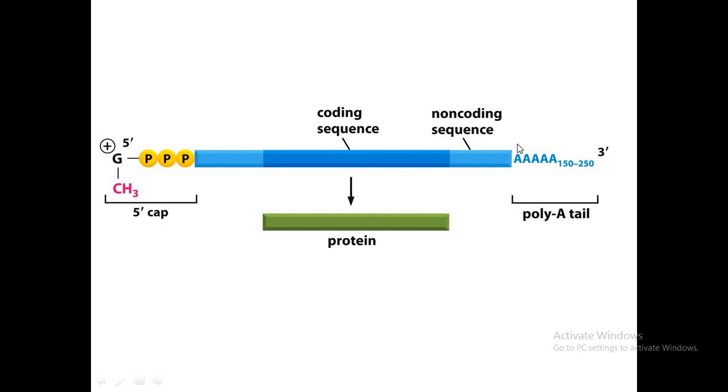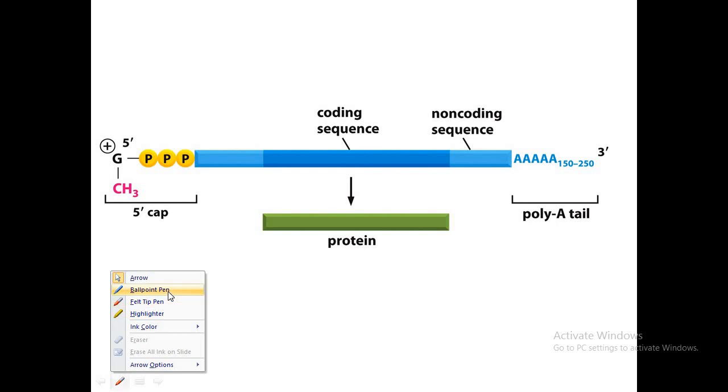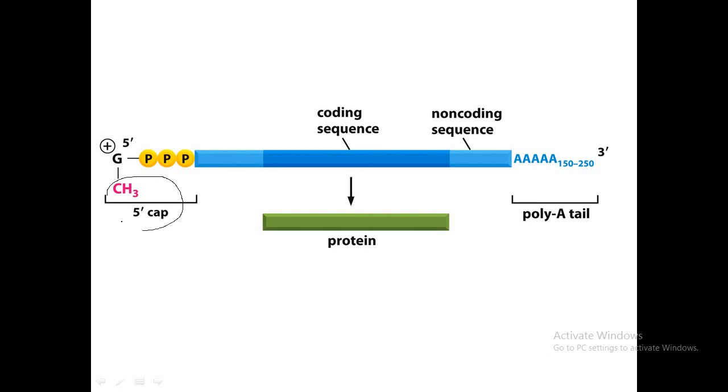This capping process, as well as the addition of the poly-A tail and the removal of introns, which is the splicing process, are three processes very important for the formation of mature and functional RNA. The first event is 5' capping, followed by splicing, which involves the removal of introns from the coding sequence, and then the addition of the poly-A tail. In this video I will discuss the mechanism of how the poly-A tail is added to the 3' end of RNA.